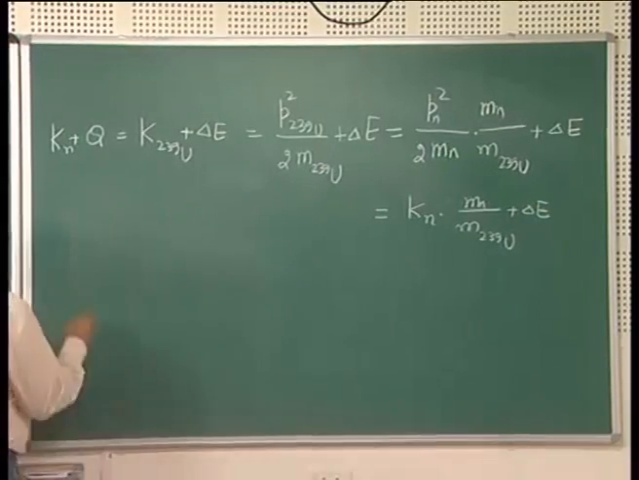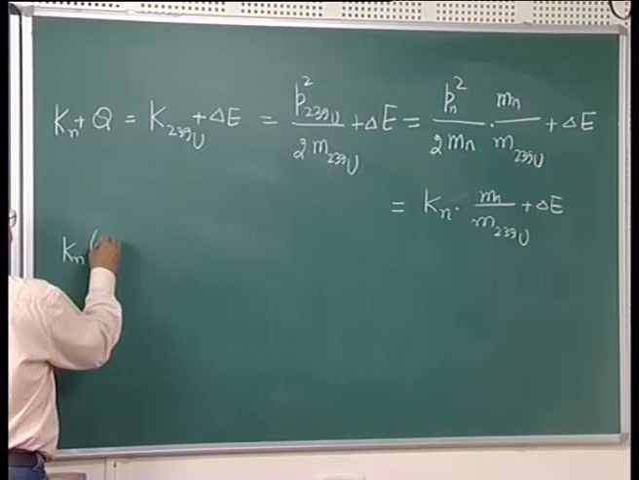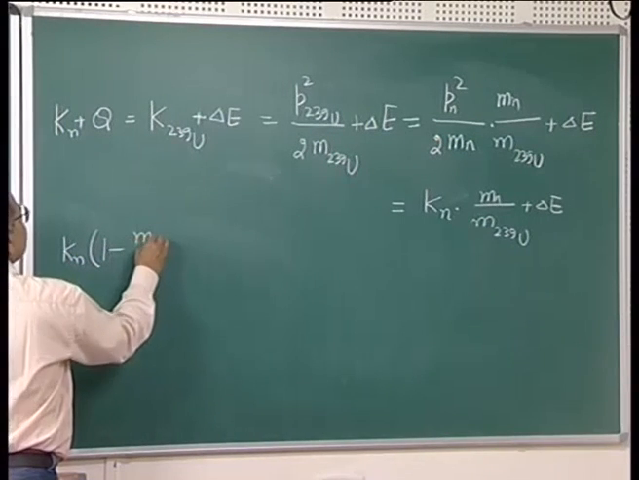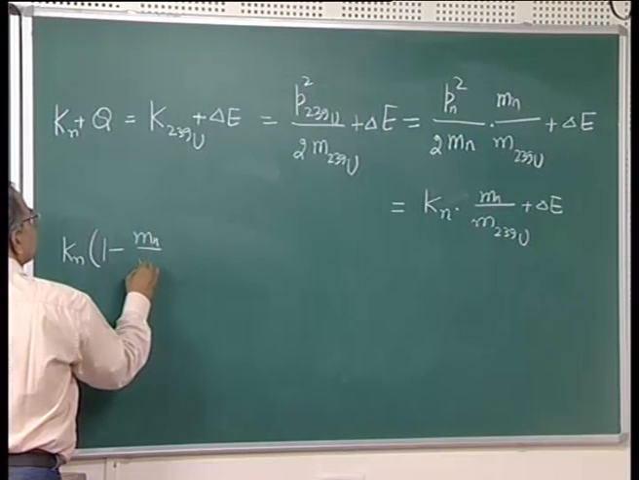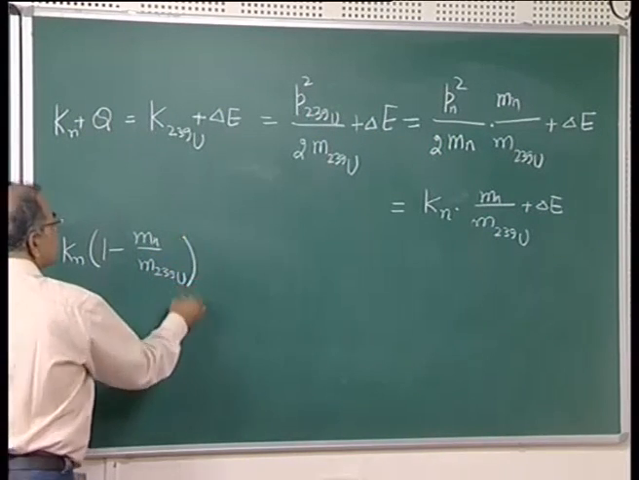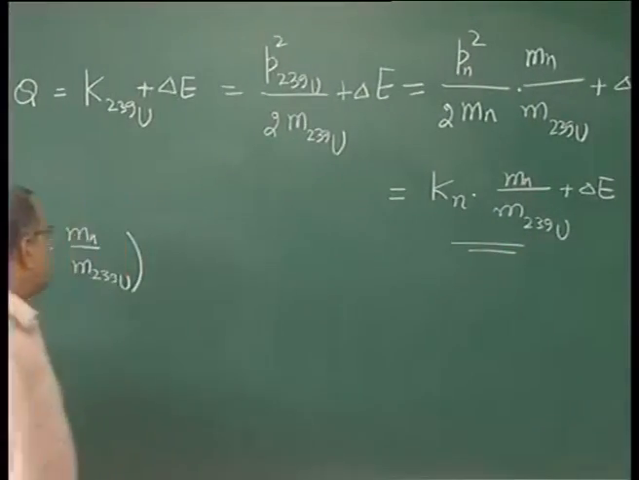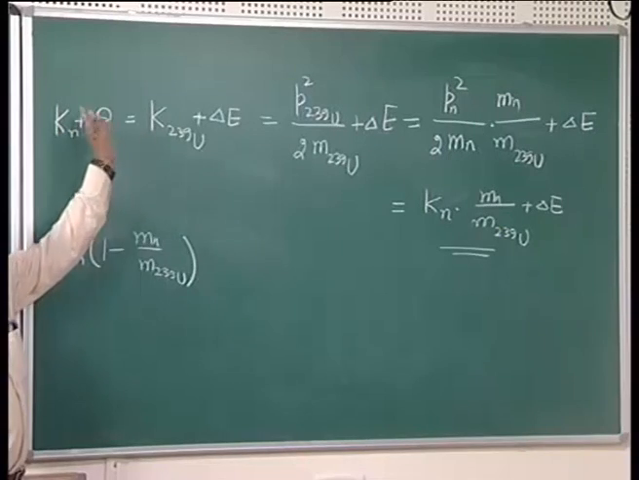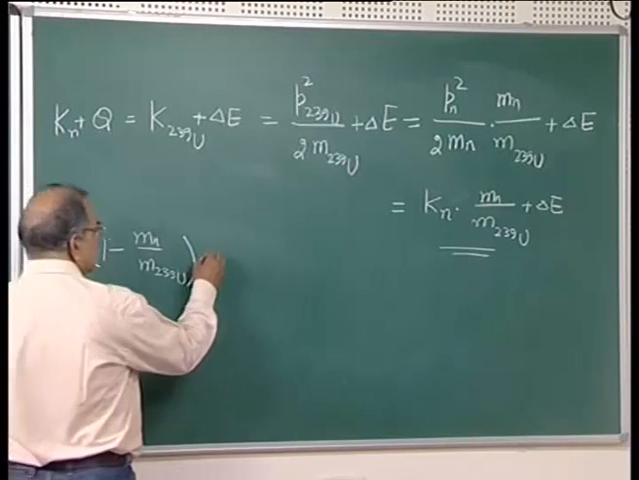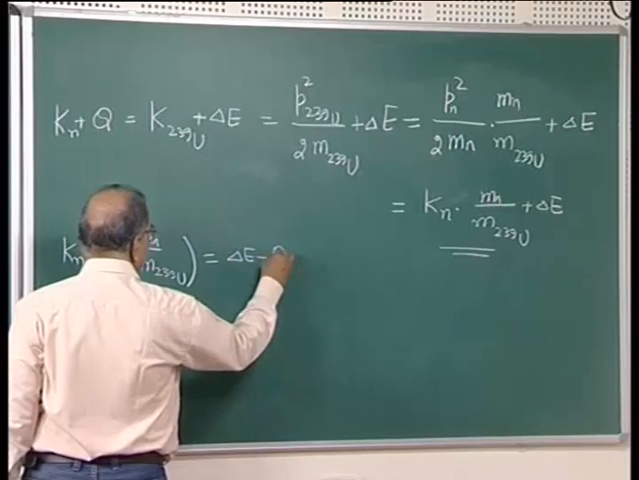So, what you have? You have K n common, times 1 minus m n by the mass of uranium 239. So, I am taking this to the left, and Q I will take to the right. This is equal to delta E minus Q.